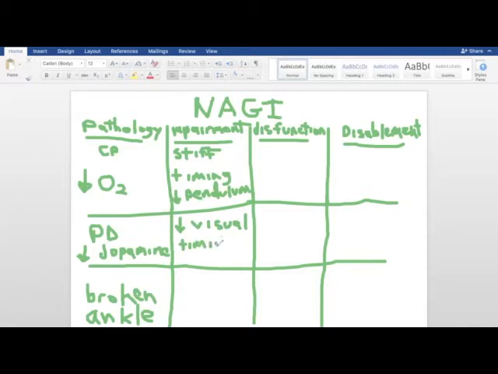And for this individual who has a broken ankle, the impairment might be different. That might be swelling. It might be a reduction in mobility. All right, a reduction in mobility, to say the least, with a broken ankle.